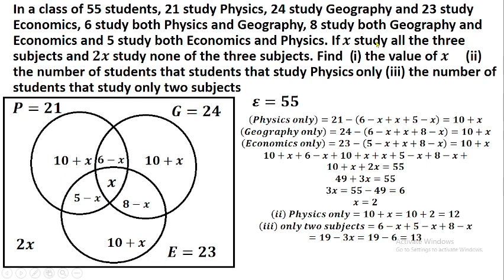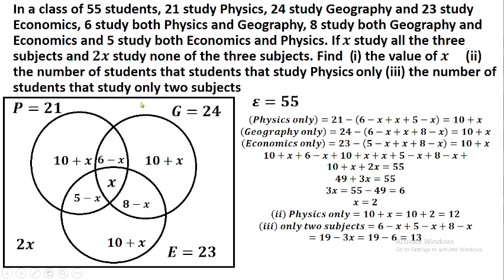Then x study all the 3 subjects, so that means we know the value of people that study all the 3 subjects, which is x. So you write x there. x will be here. Then you can now go back to physics and geography only, 6. To know physics and geography only now, that will be 6 minus x. To know geography and economics only, that will be 8 minus x as well. Then to know economics and physics only as well, that will be 5 minus x.